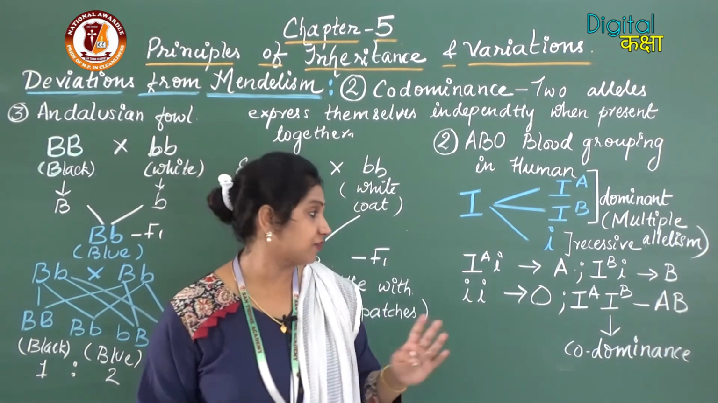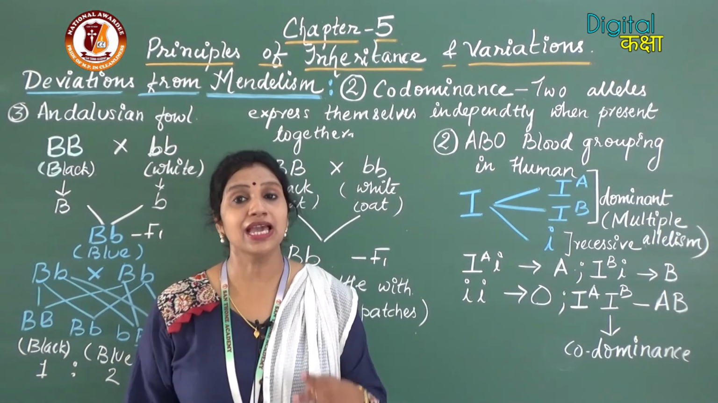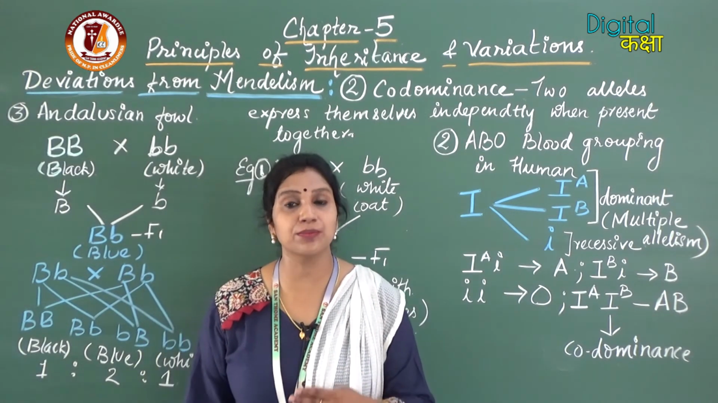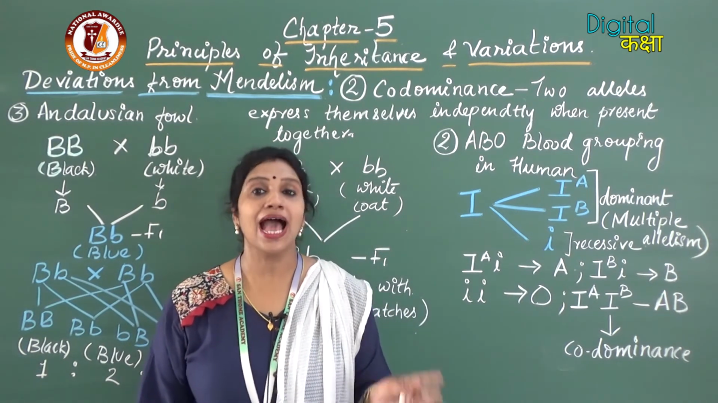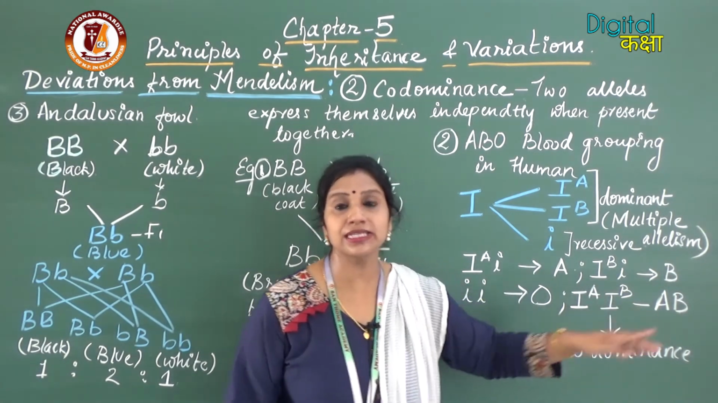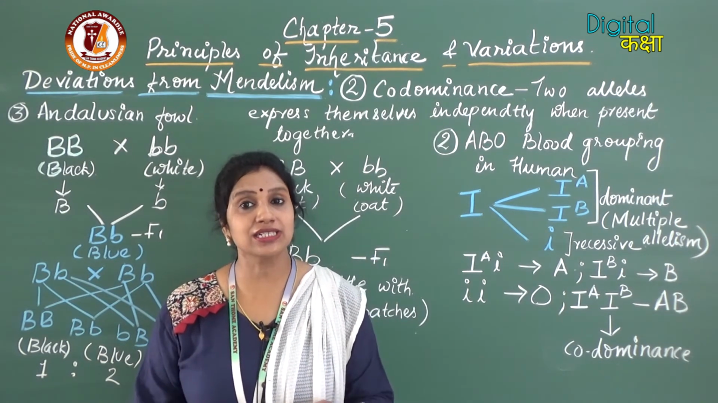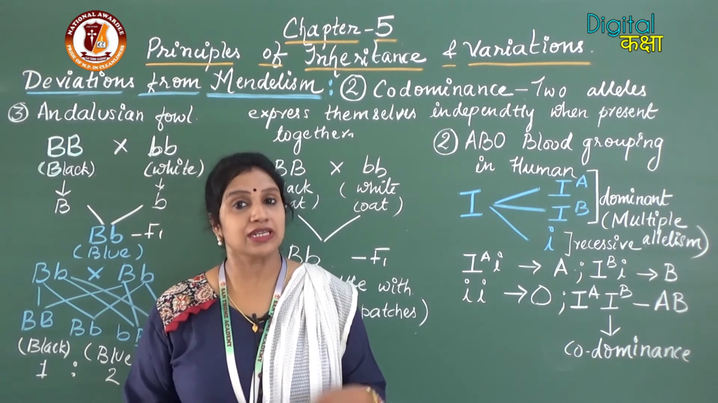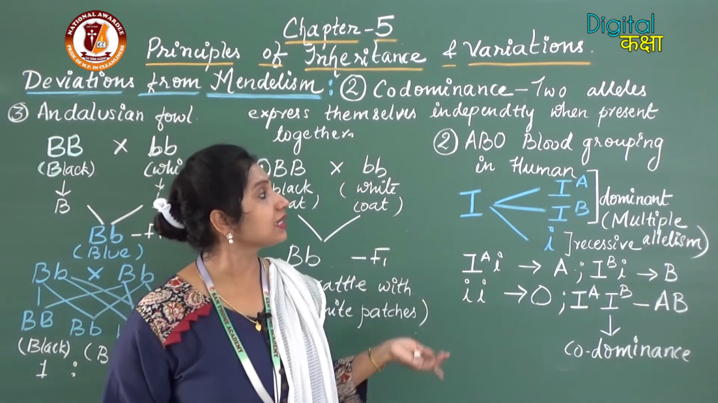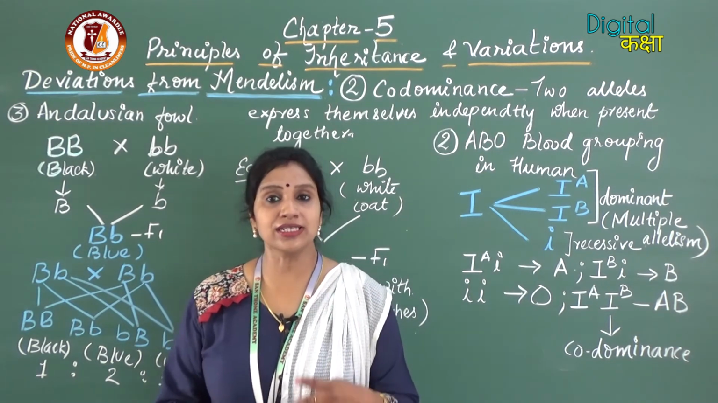So this example where both the dominant alleles IA and IB are present together and both express themselves, so that the blood group of the person is AB, is called codominance, meaning the A and the B alleles both express themselves together independently. So that is called codominance. Now, the ABO blood grouping is an example of codominance as well as of multiple allelism.